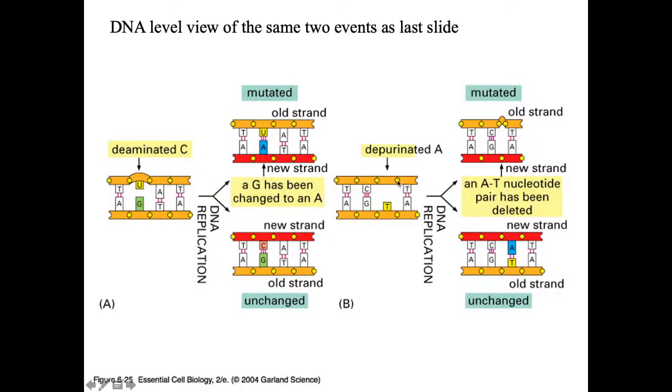And in the depurination state, you don't have a purine here, so there will be two cases. Either the A and T nucleotides will be completely deleted, or in the unchanged version, A will come back. So these are the various possibilities.